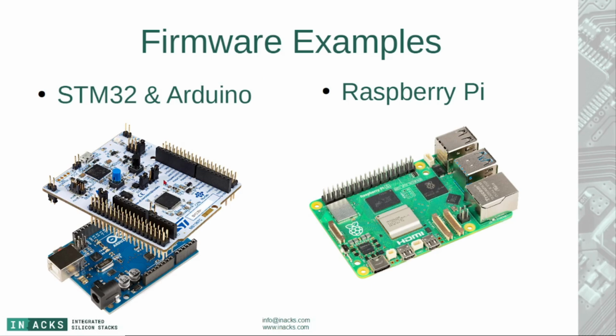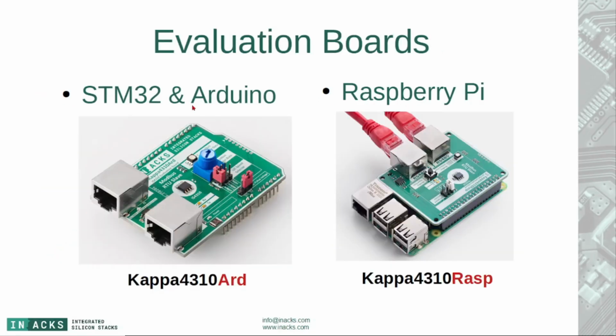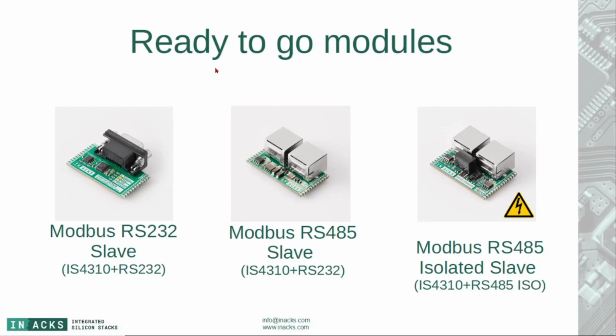There are some firmware examples for Nucleo, for STM32 and Arduino, and also for Raspberry Pi. You will find some evaluation boards for STM32 and Arduino that directly fit those microcontroller boards, and also for Raspberry Pi. There are also some ready-to-go modules. This is an IS4310 plus RS232 transceiver. Just solder this module to your project and it enables your project to have Modbus over RS232.